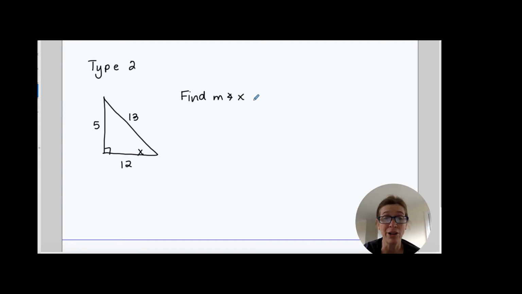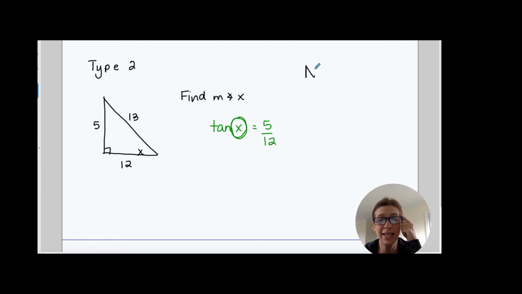Okay, so now we write our trig equation. So we could use any of the trig functions here. I'm going to stick with tan. So tan x equals 5 over 12. But now this is when I have to think a little bit. I need an angle.